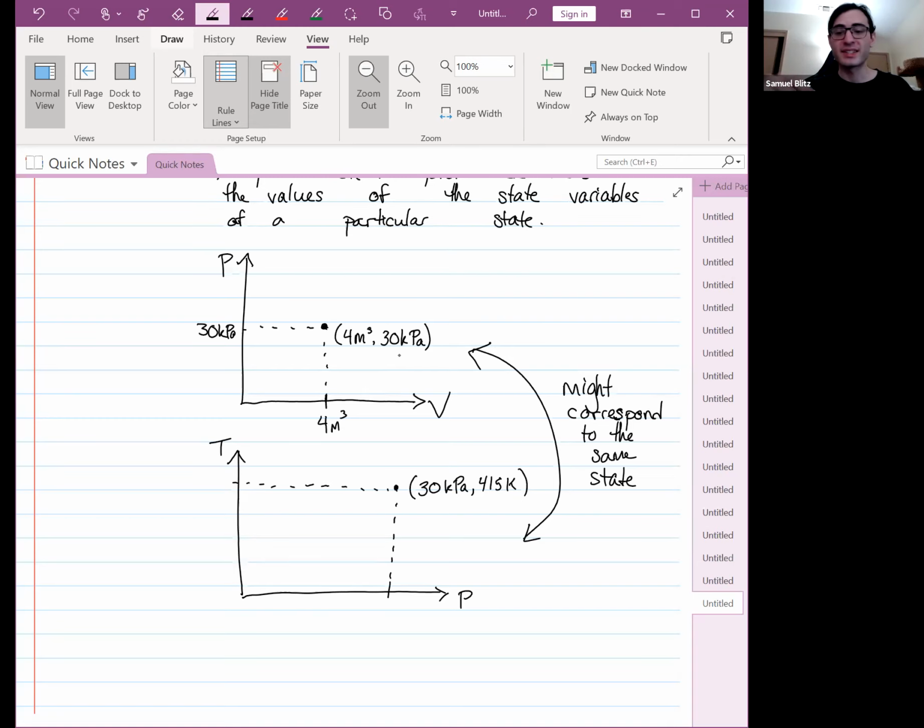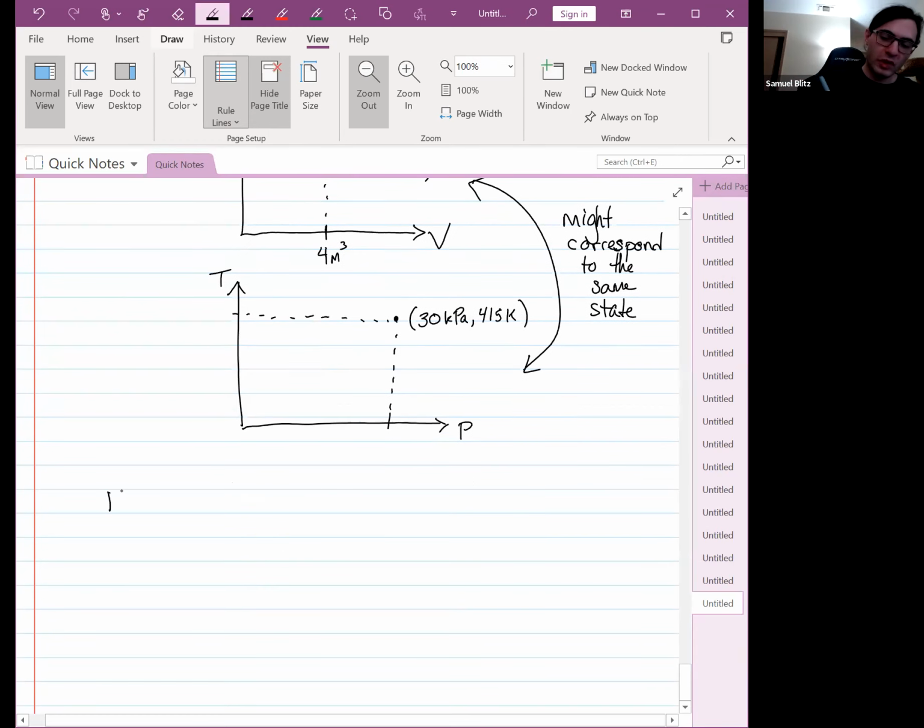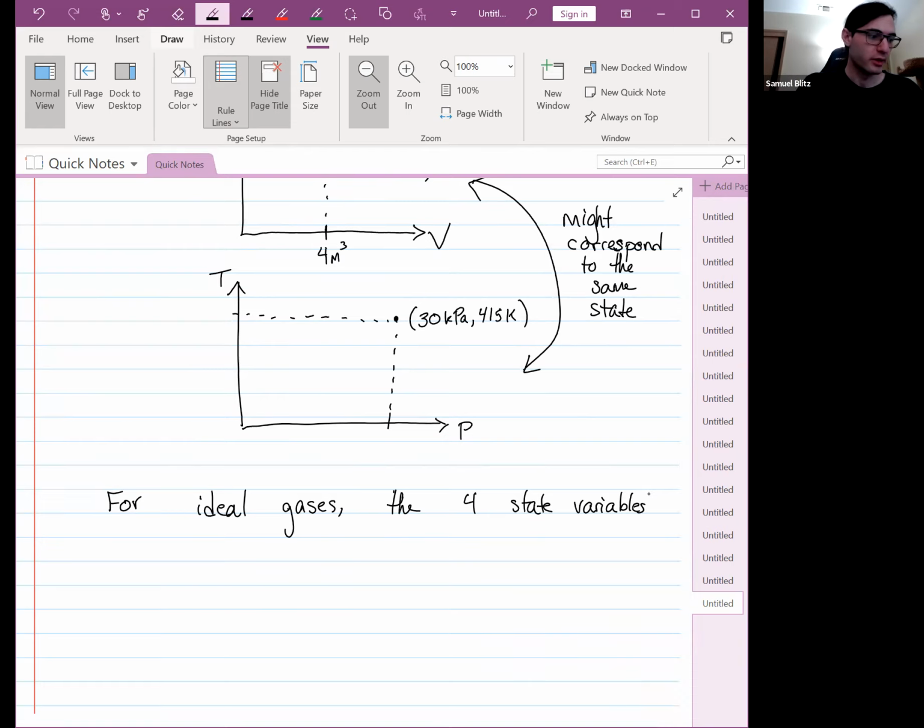Now, for ideal gases, the four basic state variables, and from these 4 state variables you can derive all of them. Really, you only need 3, but 4 is plenty. I'm going to put the word basic here. These are the fundamental state variables: P, V, T, and little n, the number of moles.